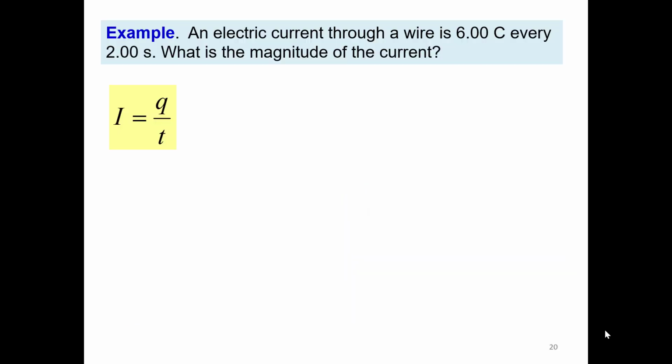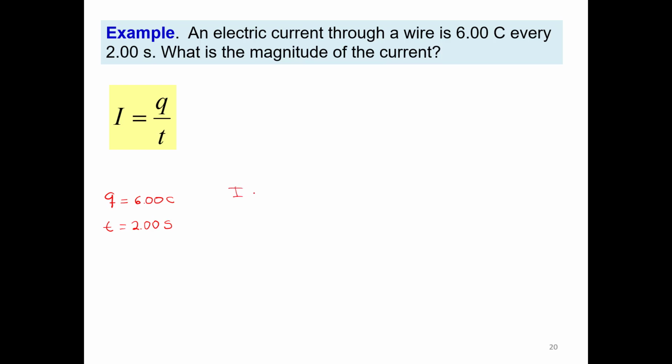Let's try to solve this problem in which we need to apply the concept of current. An electric current through a wire is 6 coulombs every 2 seconds. Then what is the magnitude of the current? Because it's 6 coulomb, we know coulomb are the units for charge. Then the charge will be, in this case, 6 coulomb. Every 2 seconds, these are units for time, then time is 2 seconds. Then we want to calculate what is the magnitude of the current.